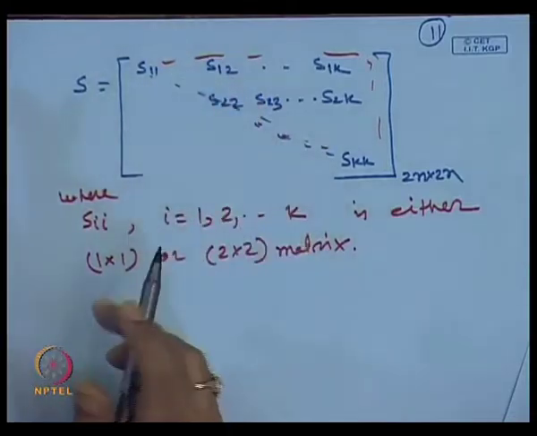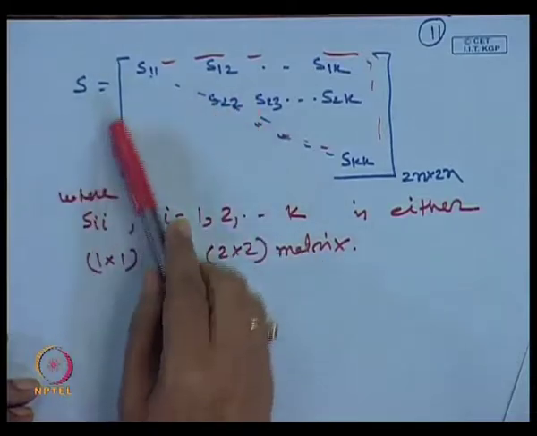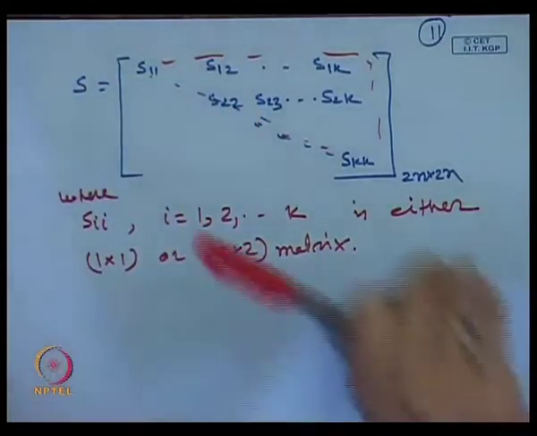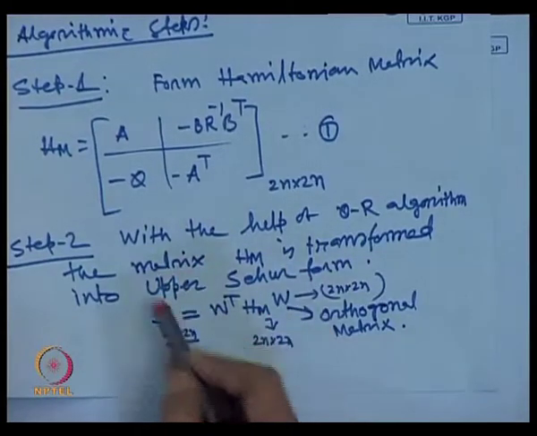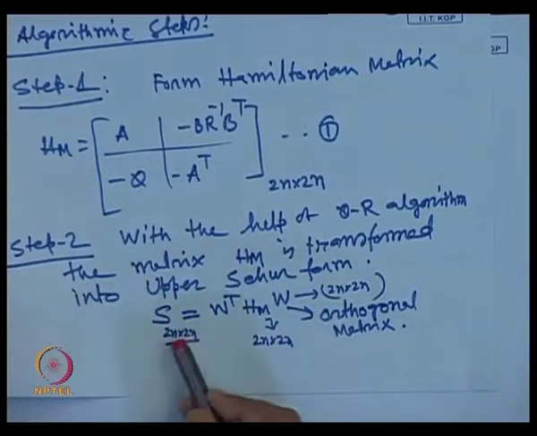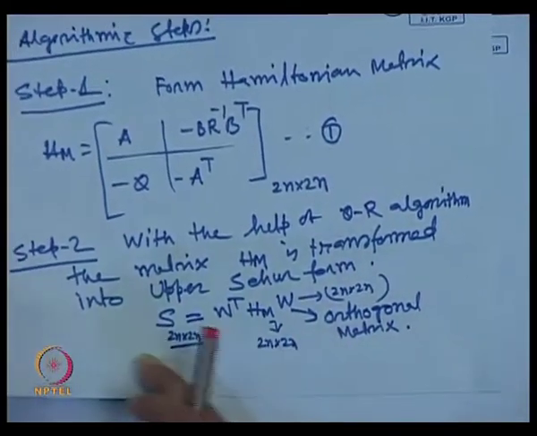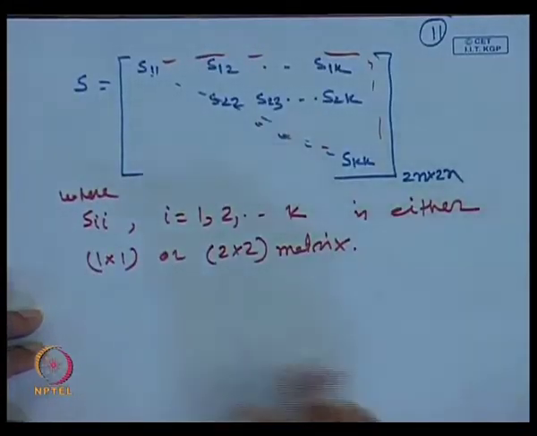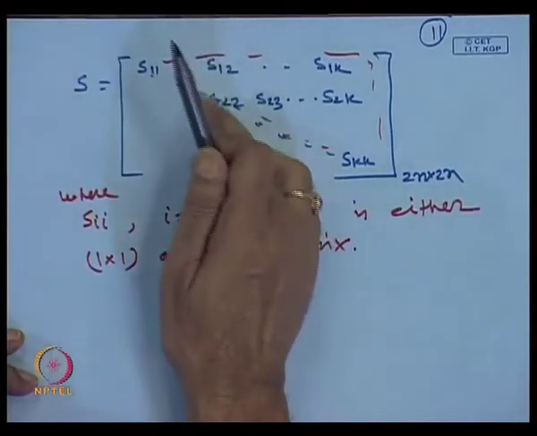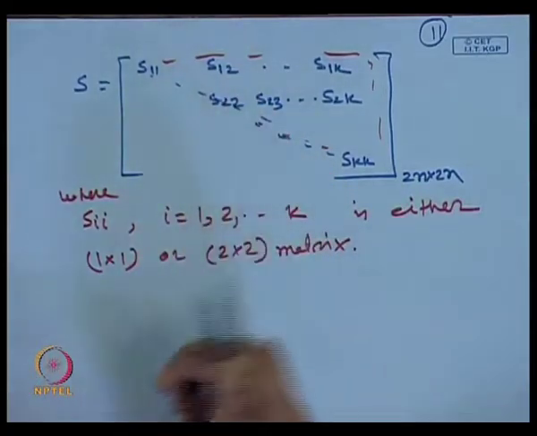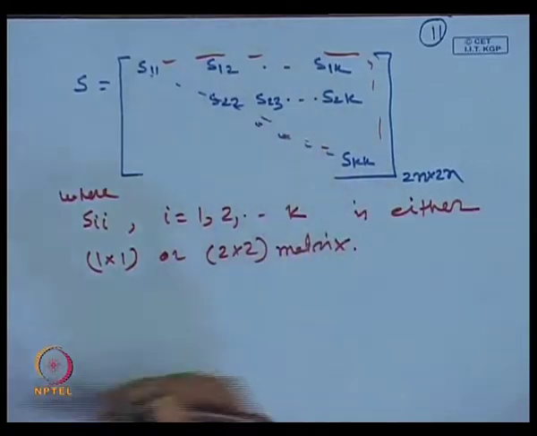If a 2 by 2 block comes in there, then one can conclude the eigenvalues of S are the same as the eigenvalues of H m, because you are doing a similarity transformation. W transpose is nothing but W inverse, so the eigenvalues remain the same. These eigenvalues come from either a 1 by 1 block or a 2 by 2 block, which means they will be either real or complex if 2 by 2 blocks are there.